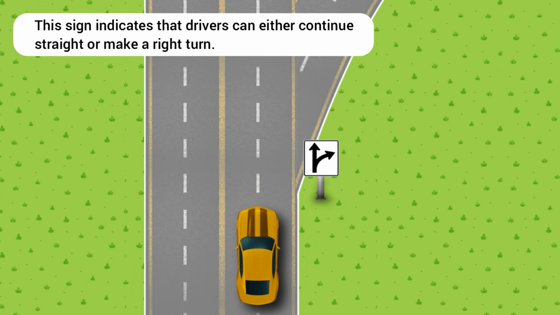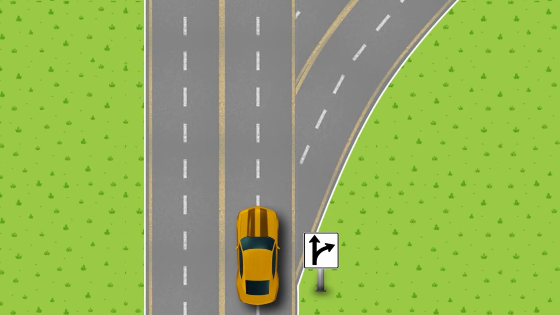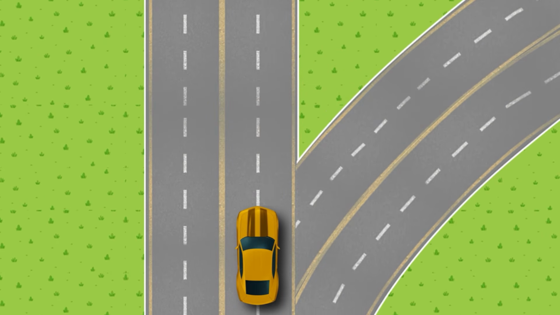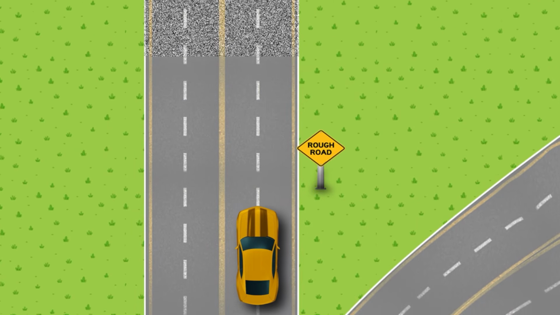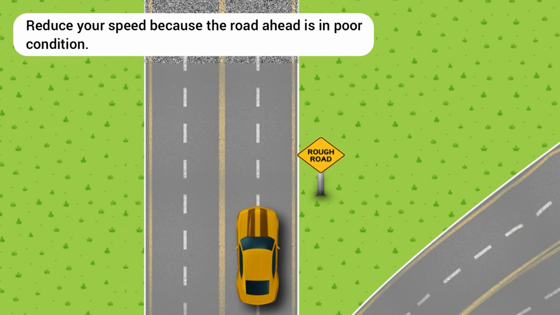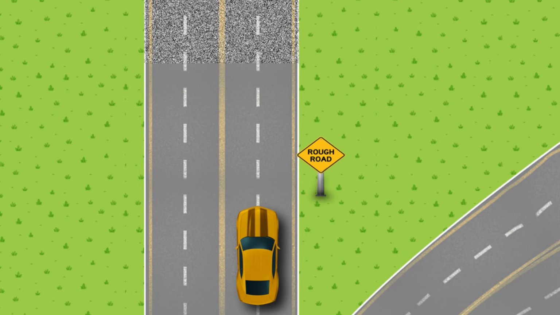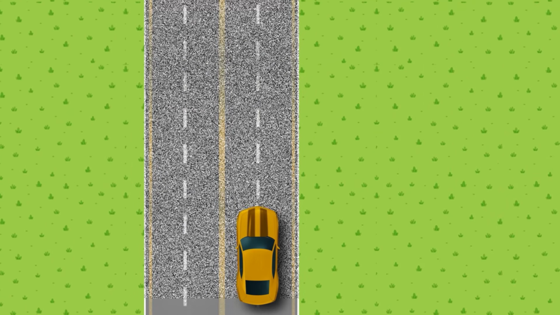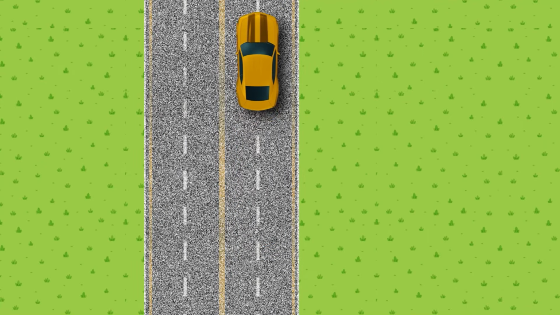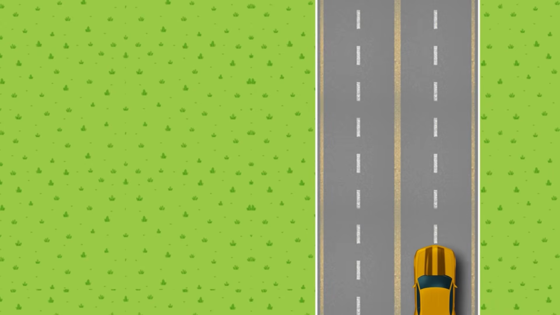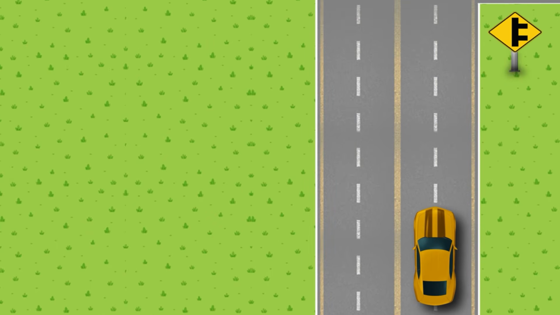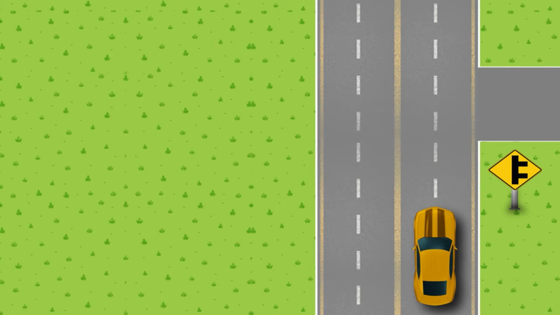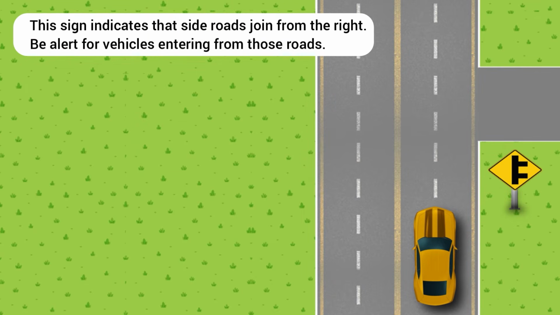This sign indicates that drivers can either continue straight or make a right turn. Reduce your speed because the road ahead is in poor condition. This sign indicates that side roads join from the right. Be alert for vehicles entering from those roads.